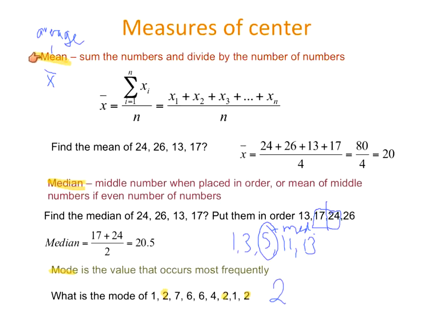So let's look at our 3 one more time. Mean means the average. Median means middle. Mode means most. They kind of sound like themselves. These are called measures of center.